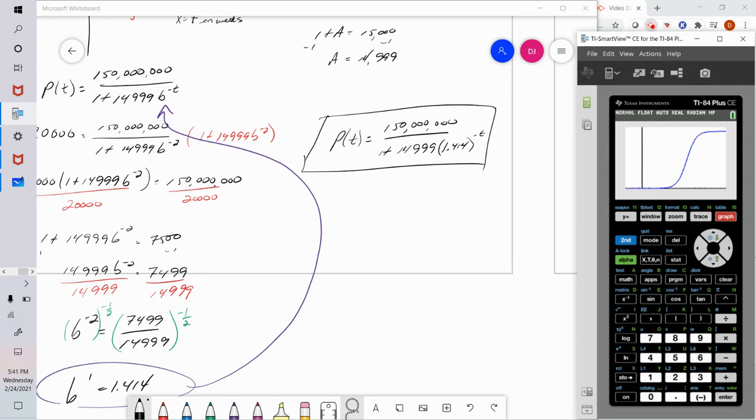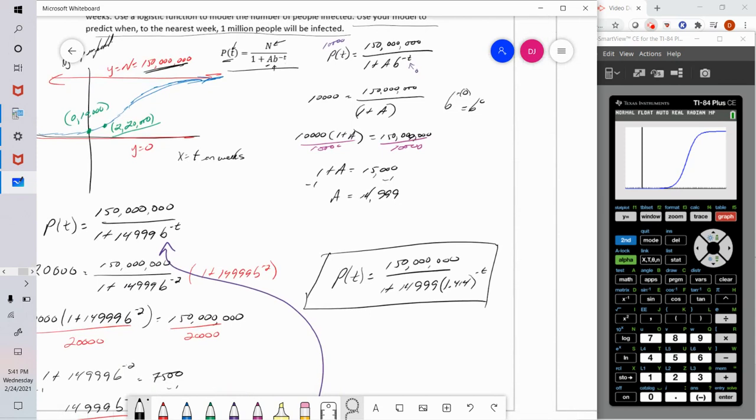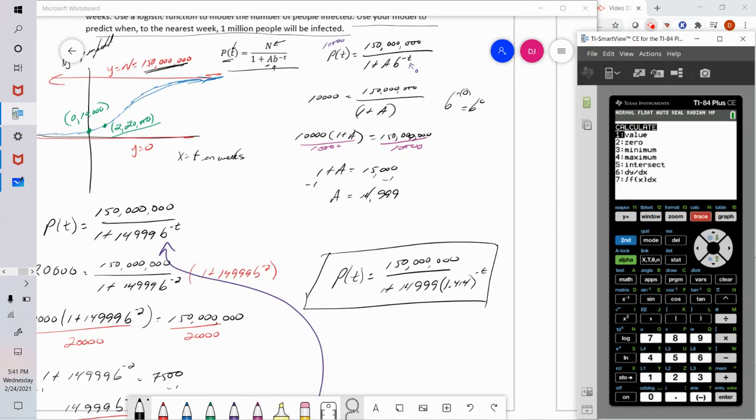Okay. Now the question that I'm asking here is to use the model to predict to the nearest week when 1 million people will be infected. Well, before I do that, remember going to second calculate, we can do a value, right? Initially, 10,000 people were infected. 2 weeks later, almost 20,000 people. A month in, 40,000. What about 10 weeks into the flu epidemic? And notice we're about 318,000 people.